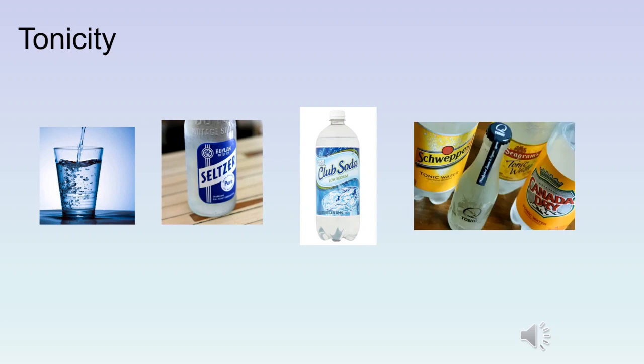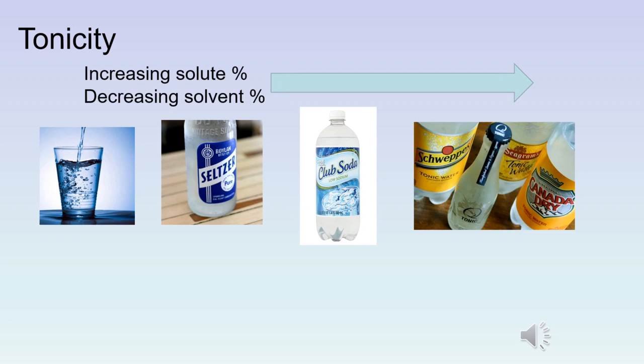or increasing tonicity. If we start with pure water and we add carbon dioxide, we get seltzer. If we add salt to our seltzer, we get club soda. And if we add quinine and a whole bunch of other stuff, we can finally get tonic water. We can say that these solutions are ordered from left to right, from hypotonic to hypertonic. These words are relative, such as seltzer is hypotonic to club soda, and club soda is hypertonic to water.